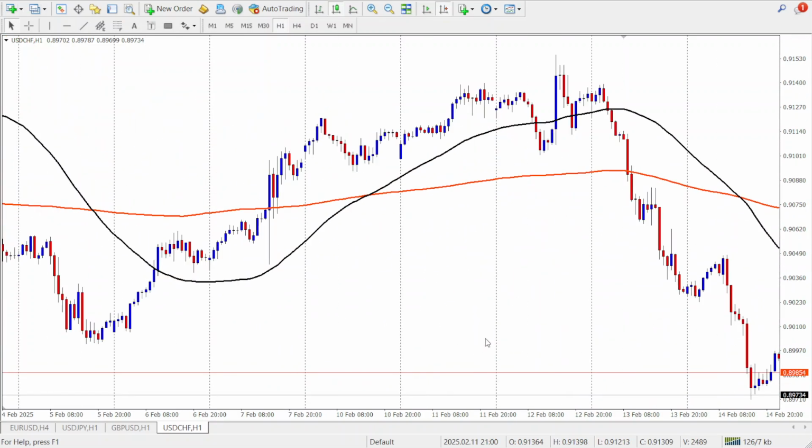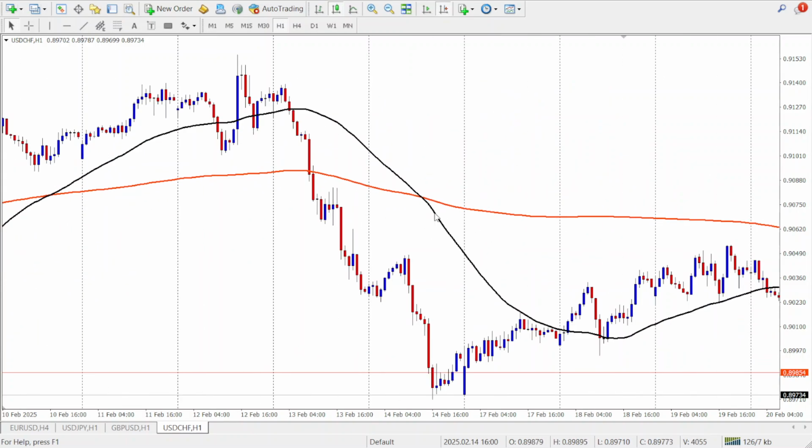Okay, a golden cross occurs when a short term moving average, like the 50 period moving average, crosses above the long term moving average, like the 200 period moving average. So this is considered a bullish signal, suggesting that the market is likely to continue trending higher.